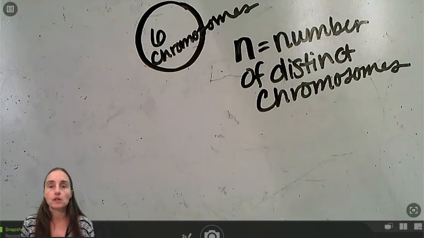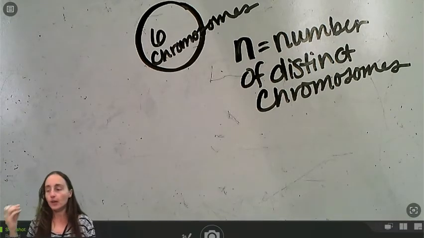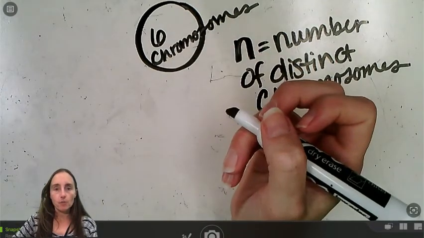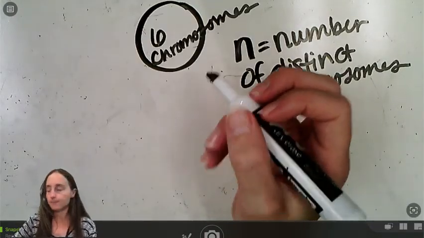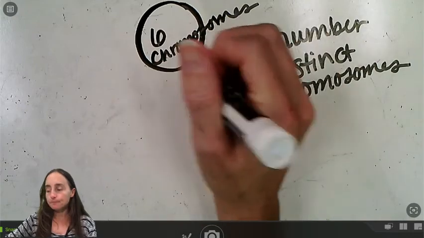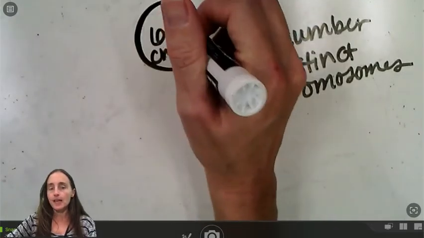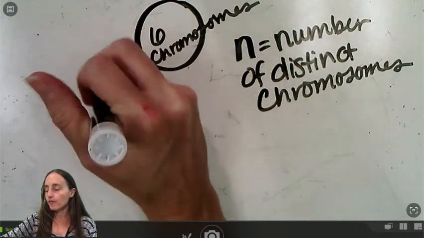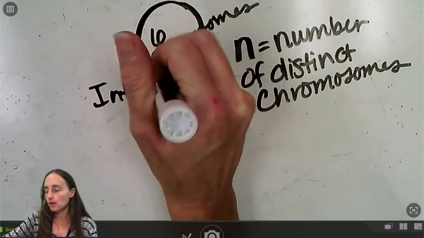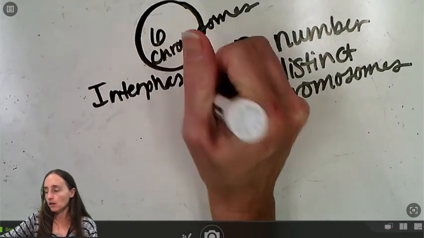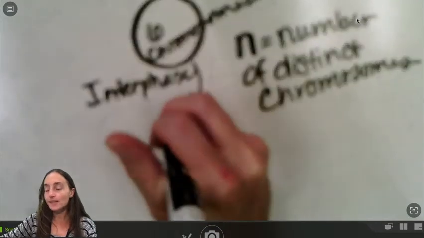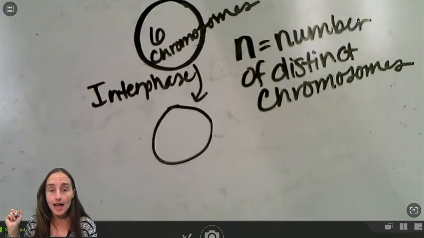Okay, so we have 23 distinct chromosomes, with one exception. For boys, your 23rd pair is not really a pair, okay, because you have an X and a Y. And girls have an X and an X. Okay, so then what happens is we go through the cell cycle, and interphase occurs, and we go to the next stage. We still have 6 chromosomes.